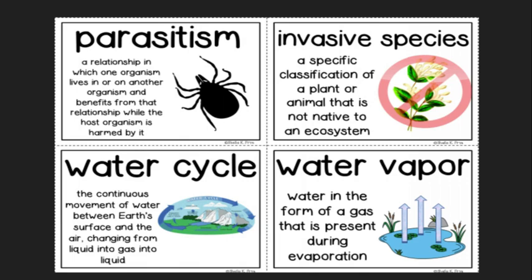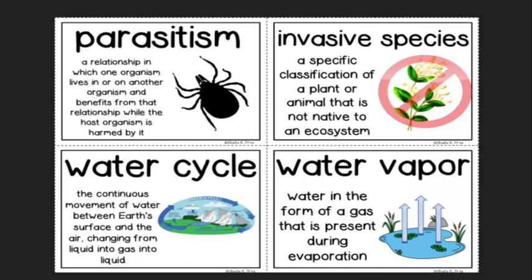Let's move on from relationships now. So we have something called an invasive species, a specific classification of a plant or an animal that is not native to an ecosystem. So if you guys remember, we were waiting outside the one day and we saw spotted lanternflies and we had to kill them because they are an invasive species. They are not native to our ecosystem and they can hurt our plants and animals if they are able to reproduce and take over. So an invasive species is a negative thing because it can have negative effects.